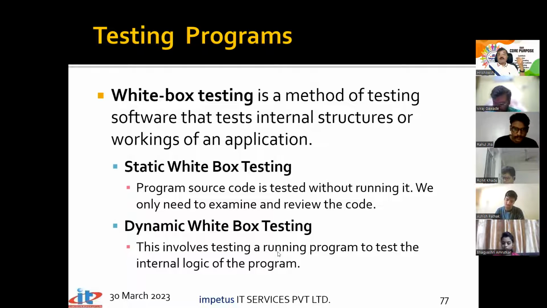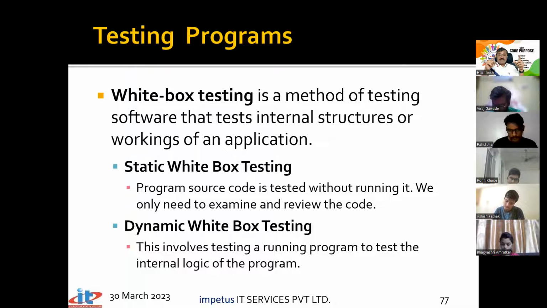Then we have dynamic white box testing. It involves testing and running the program to test the internal logic of the program. So you will see the code and also execute it, but in black box we did not see the code. You will see the code, run the code, and then see the internal logic whether it is taking care of all the requirements or not. So there is black box testing and there is white box. In black box testing, we are only concerned with the output. For the given input, do you get the expected output?